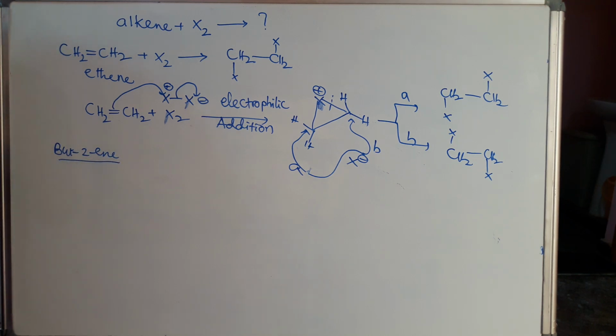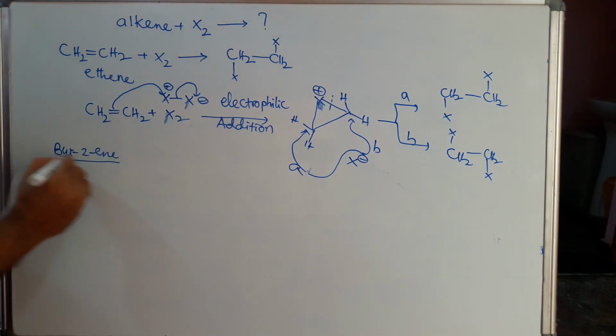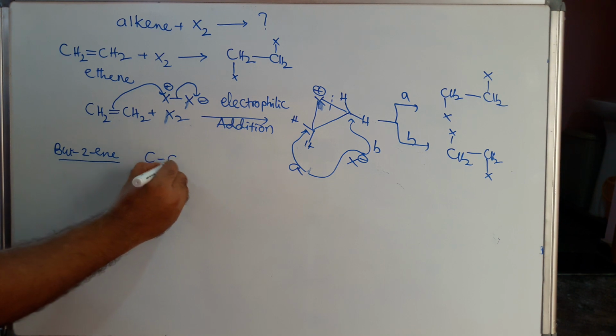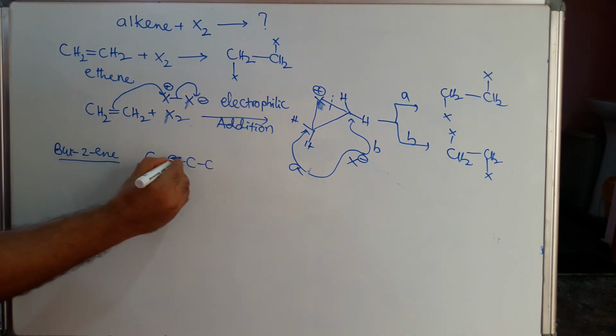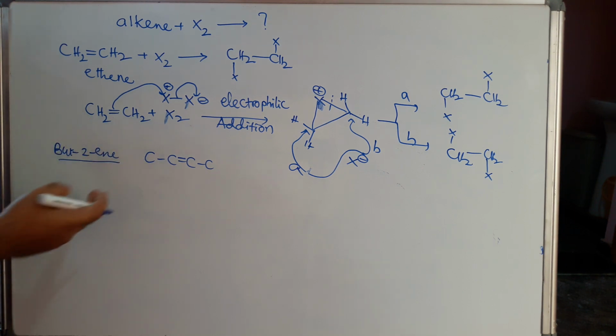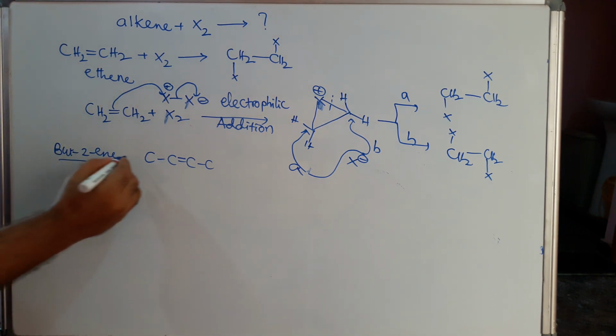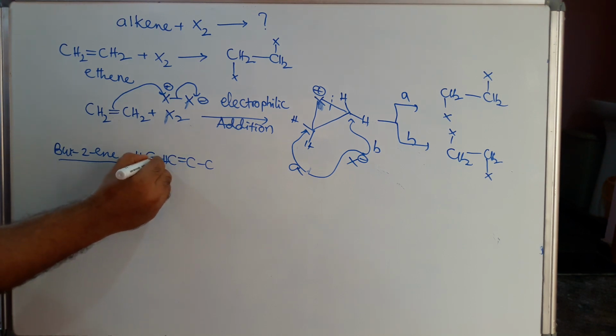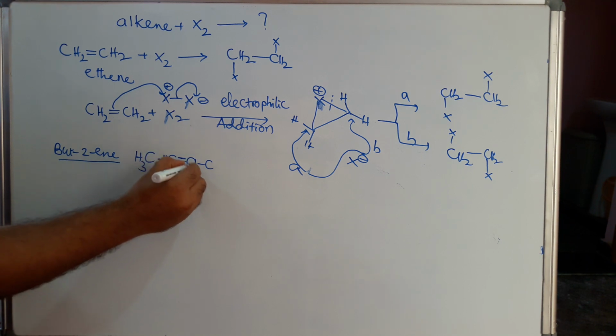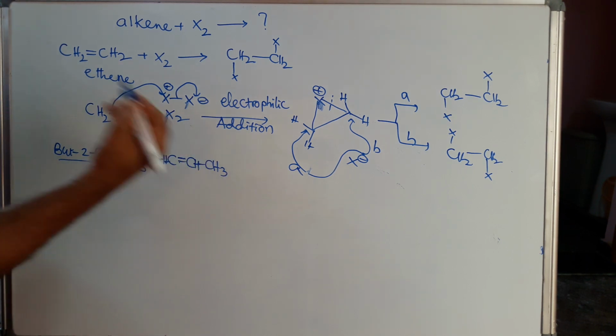If you take any other alkene, for example 2-butene. But means how many carbons? 4 carbons: 1, 2, 3, 4. At which position is the double bond? The second position. The remaining valency of carbon is satisfied with hydrogen. This is CH3, here will be H, here also H, then here the CH3.